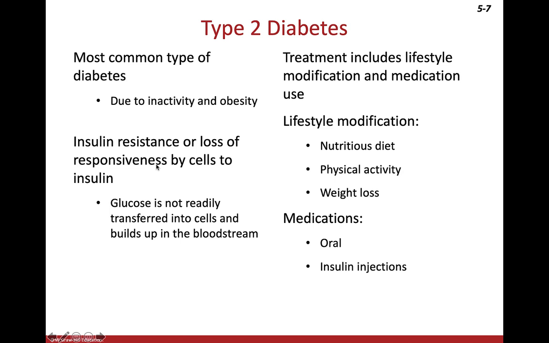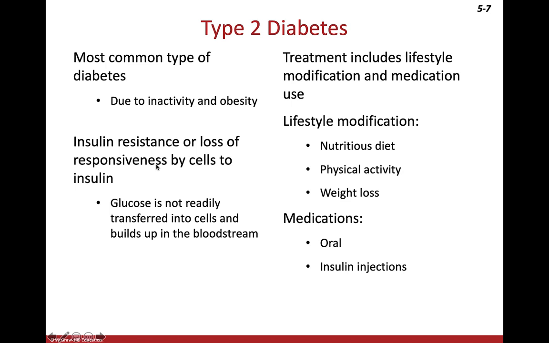So the glucose is not transferred into cells and it accumulates in the bloodstream. Treatment includes significant lifestyle modification and use of medications. At first, generally, they're going to be looking at the impact that lifestyle modifications are going to make. These are always the first to make, and on their own can be very successful.